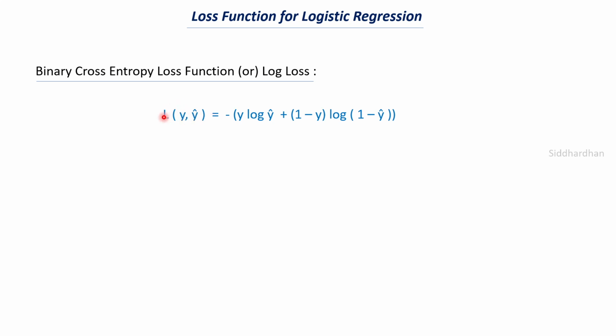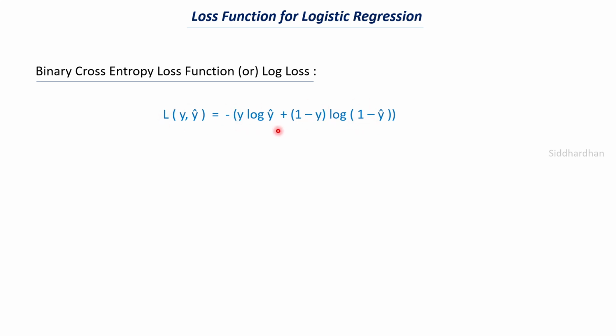So you can write the loss function as L of y comma y cap, and L of y comma y cap is equal to minus y log y cap plus 1 minus y log of 1 minus y cap. This is the log loss equation, or the binary cross entropy loss function. This is a very important loss function formula, and you need to take note of it. If you see this closely, you have two terms in this equation: the first term is y log y cap, and the second term is 1 minus y into log of 1 minus y cap. And this negative sign is common for both terms.